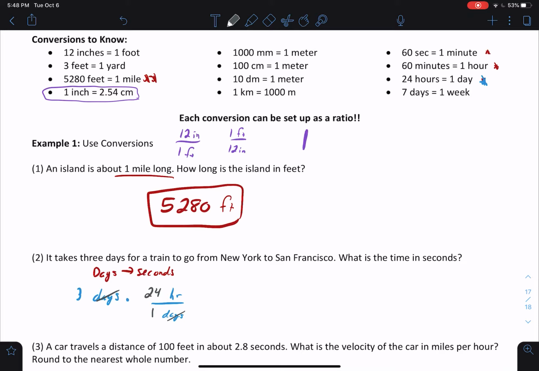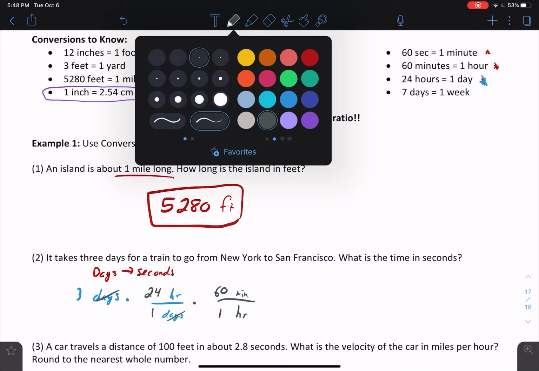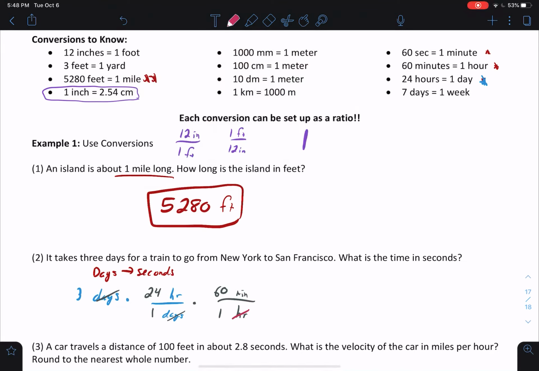Okay, so now we're in hours, but I've still got this end goal of converting into seconds. So what can I convert hours into? I can convert hours into minutes. So hours on bottom, minutes on top. There are 60 minutes in 1 hour. All right, the reason that the hour is on bottom is so that the hours cancel out.